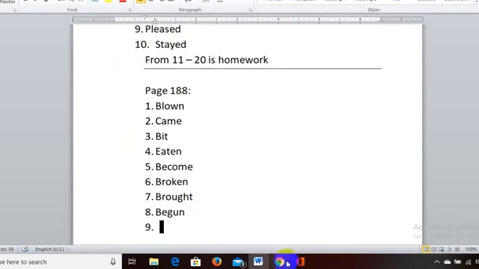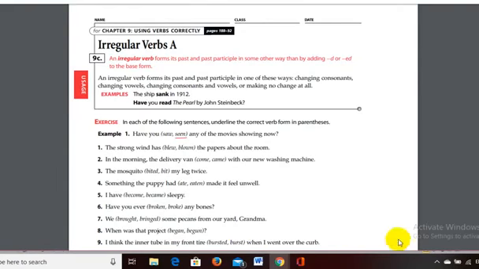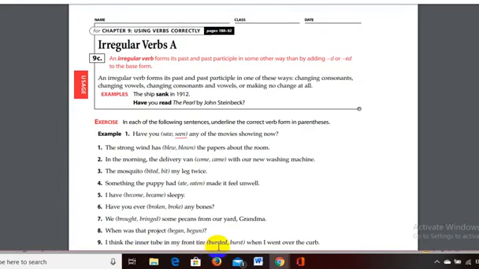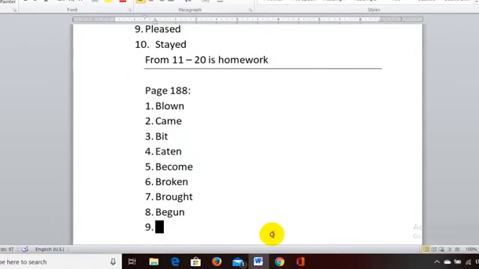Alrighty, number 9. I think the inner tube in my front tire bursted or burst when I went over the curb. So the base form is burst, right? And the past form is bursted. So is it really bursted? We're looking for what? An irregular verb. So the past form here would be what? Burst, right? So we're going to choose burst. We don't need any EDs, okay? So we're going to say burst.